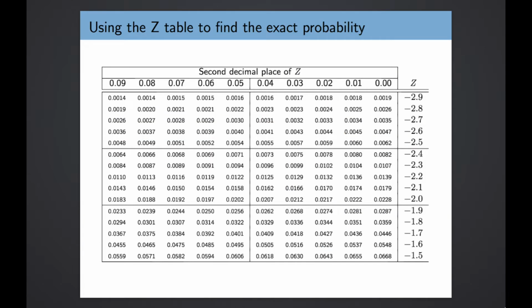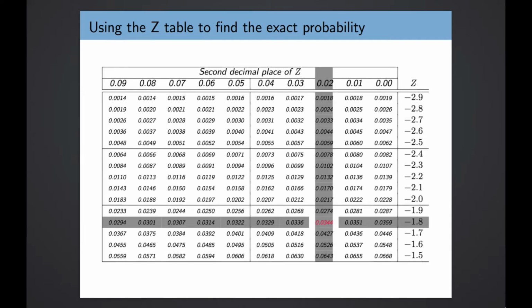Once we've found that z-score, we can go to a z-table to find the exact probability to tell us what percent of observations are below that 35.8 threshold that we were looking at. So why don't you take a minute and pause this video and see if you can find out what that exact probability is using this z-table.